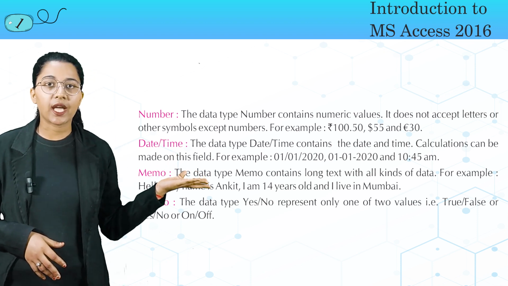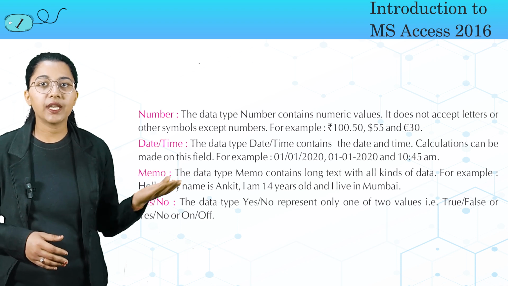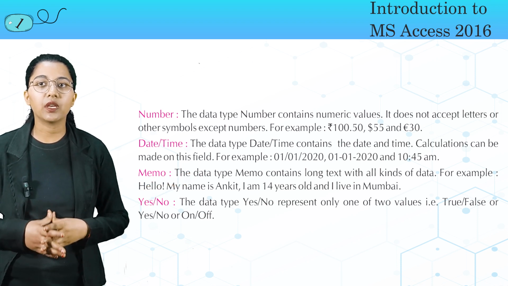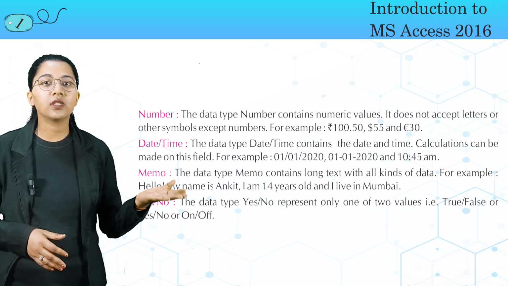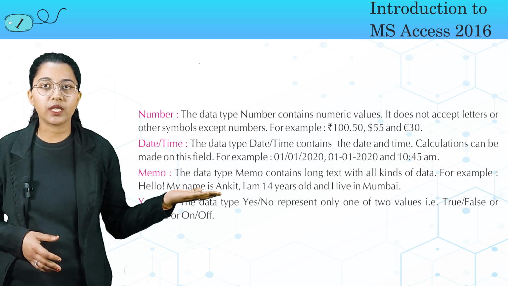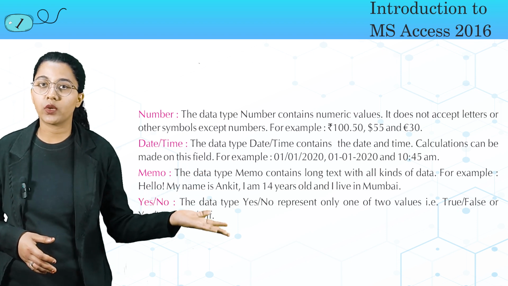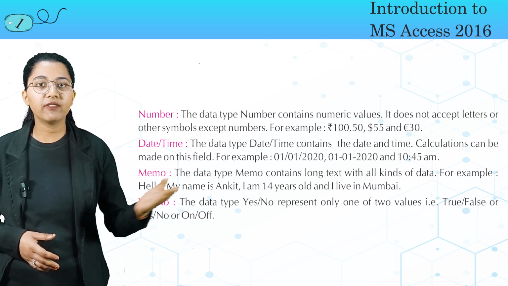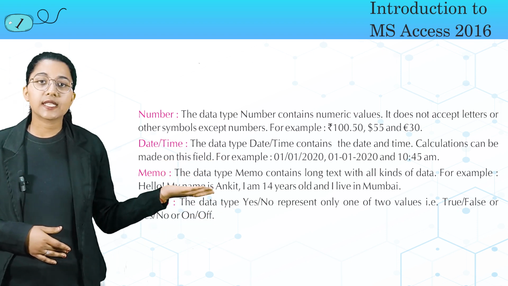Next we have date and time. The data type date and time contains the date and time, and calculations can be made on this field. For example, 1/1/2020 and 10:45 am.